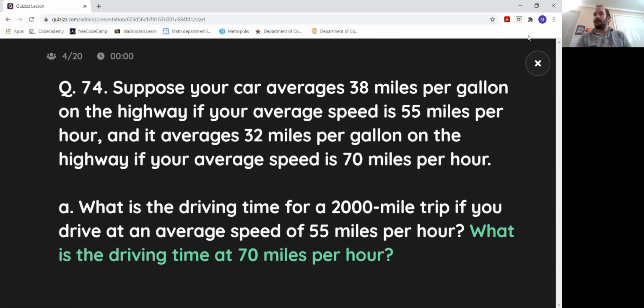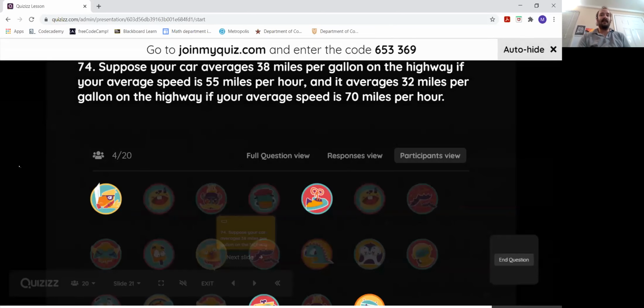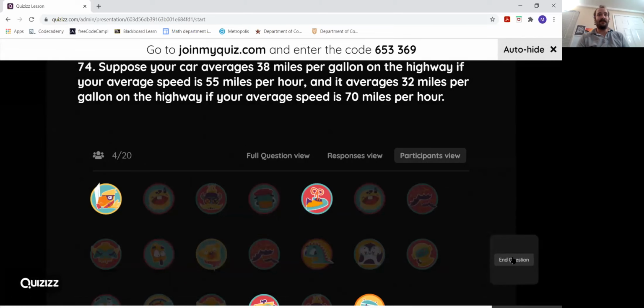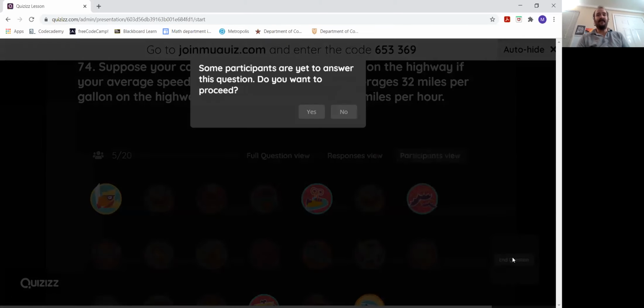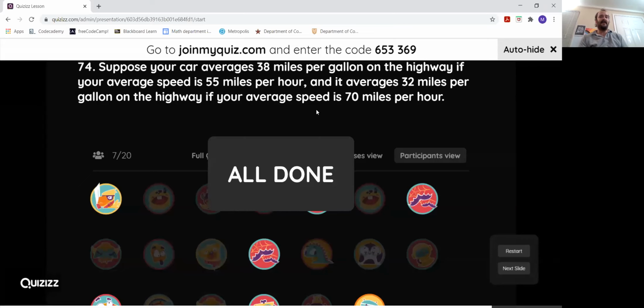Okay, so this is the exact same process that we did last time. We're going to take 2,000 divided by 55 miles per hour to figure out how long it takes to travel 2,000 miles at 55 miles per hour. If we want to know 70 miles per hour, we take 2,000, same process. We're dividing it by 70. And instead of 55, now we're dividing by 70.